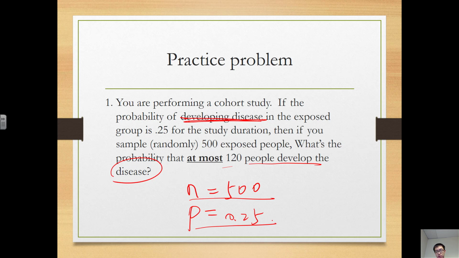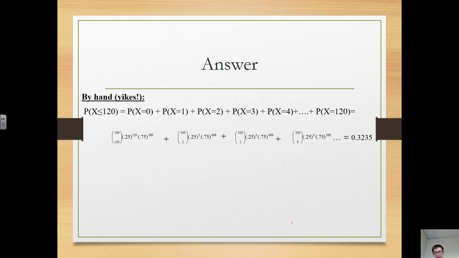We add them up. So what's the probability that x is 0? Add the probability x equals 1, until probability x equals 120. And so you get the exact probability using binomial distribution. This is hard, right? So how do we do that? You plug in the formula of binomial distribution.